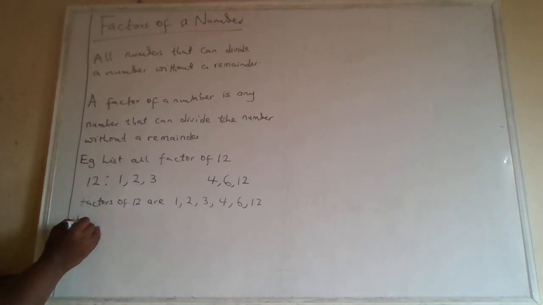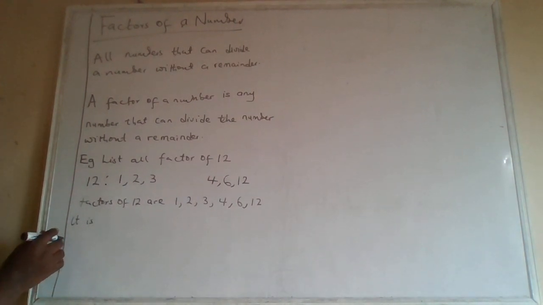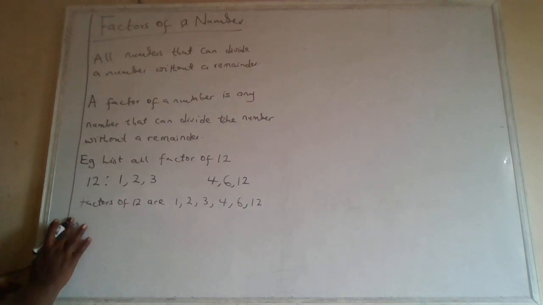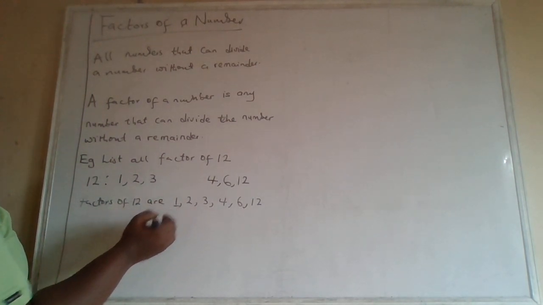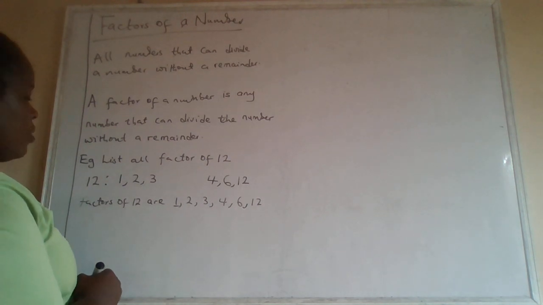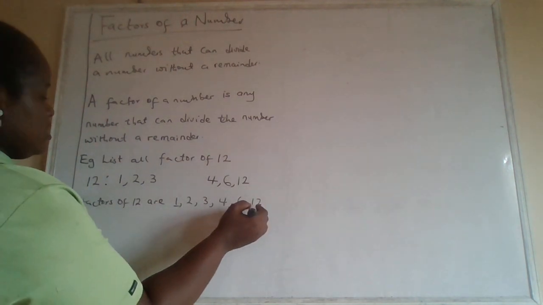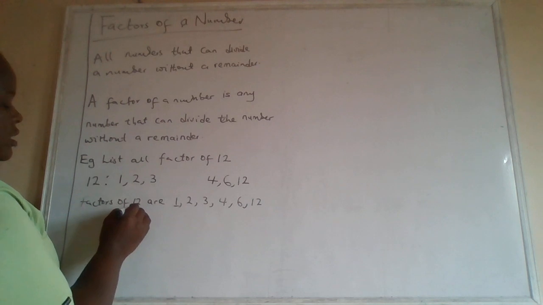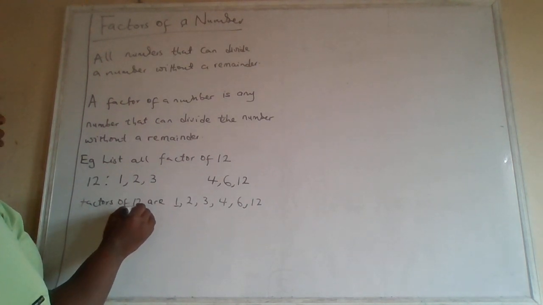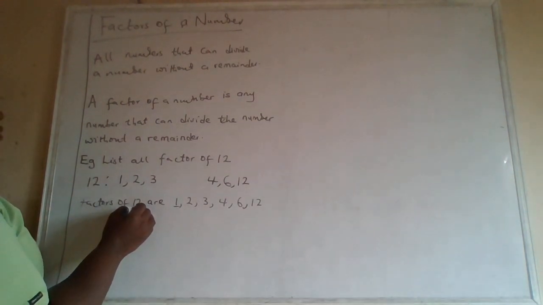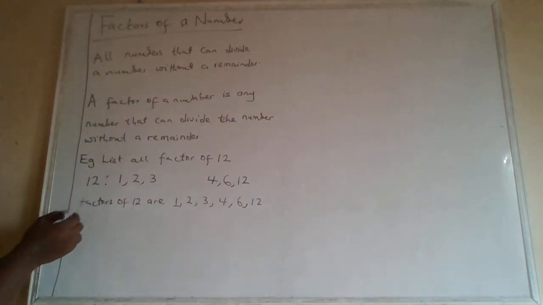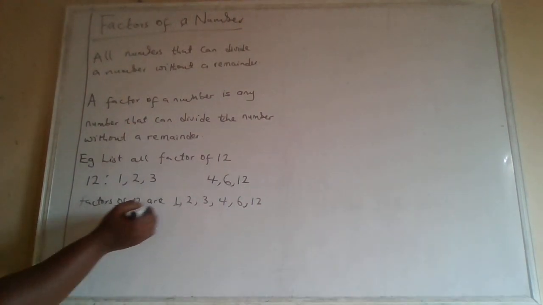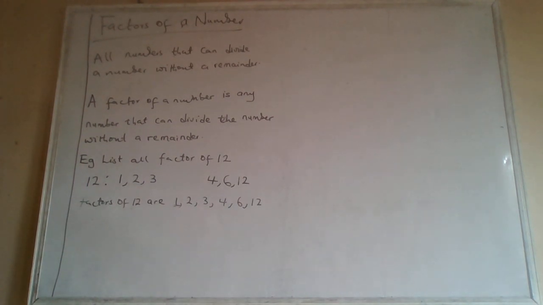It is important to note that 1 is always a factor of any other number, and the number itself, for example, here we are talking about 12. 12 is a factor of itself. So we can call 1 a universal factor as it affects all other factors.